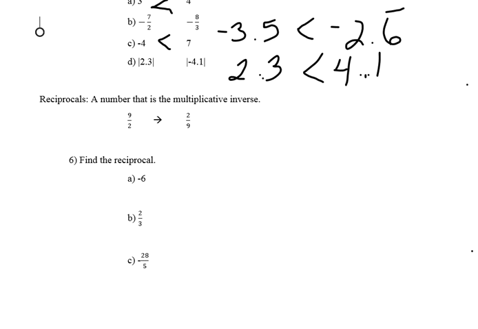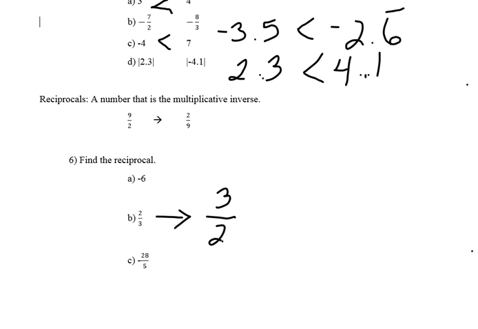Okay, last but not least is reciprocals. Reciprocals are the idea that we're going to just flip our fraction over. So I show you the example there of 9 over 2 becomes 2 over 9. So I'm actually going to skip to 6b. So let's do that one first. 2/3. You just flip it over, so the 3 goes on the top and the 2 goes on the bottom.